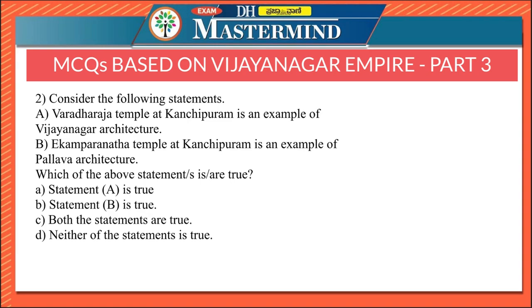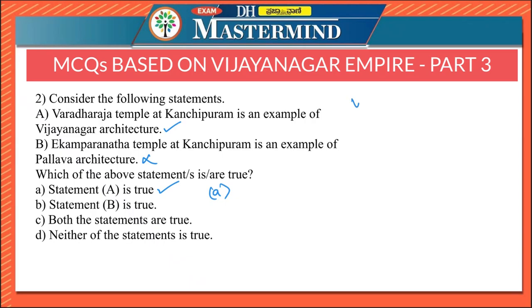Now, let us look at the second question. Consider the following statements. Statement A says Varadaraja temple at Kanchipuram is an example of Vijayanagar architecture. Statement B says Ekamparanatha temple at Kanchipuram is an example of Pallava architecture. So here statement A is correct while statement B is wrong. Therefore, the correct option is option A, saying statement A is true.